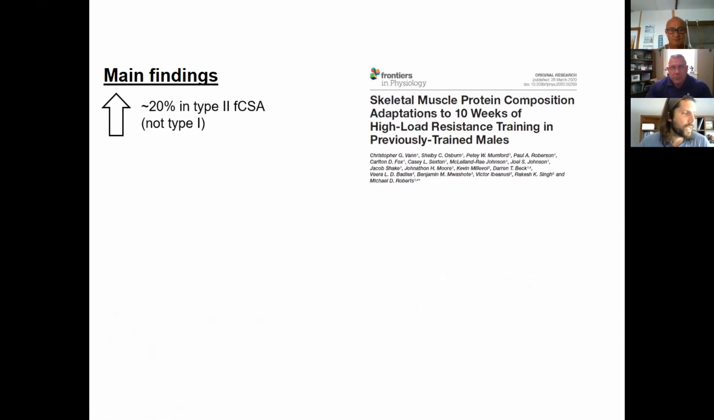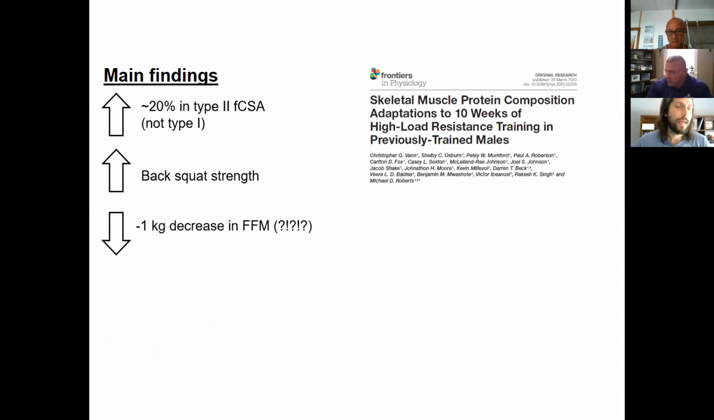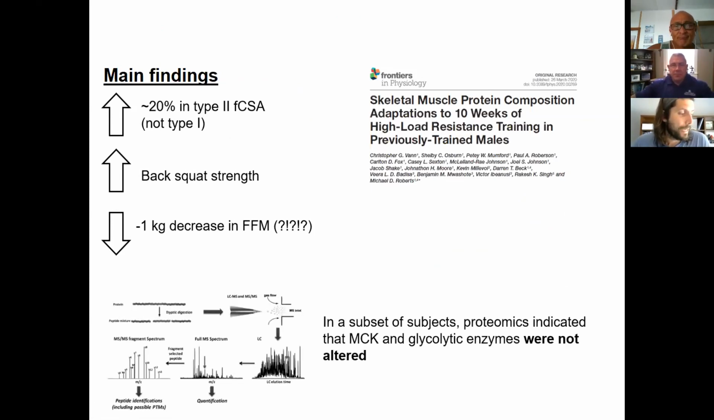In the second study, we did see with high load training about a 20% increase in type 2 fiber CSA, which was significant. We didn't see an increase in type 1 fiber CSA. We saw an increase in strength. And what's interesting is that we saw a decrease in whole body fat-free mass by 1 kilogram, which was significant, okay? Again, we did bottom-up proteomics from pre and post muscle samples.